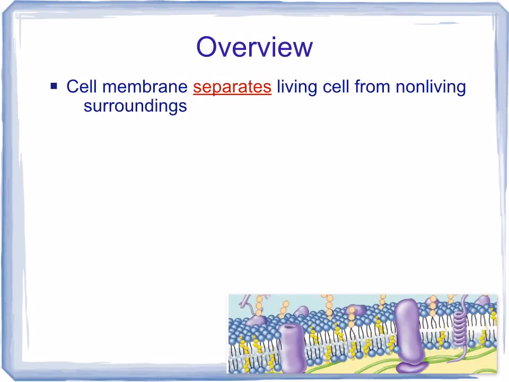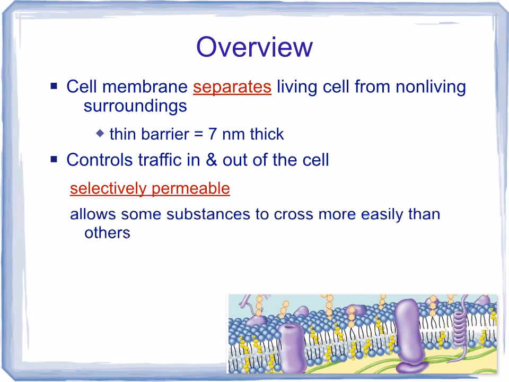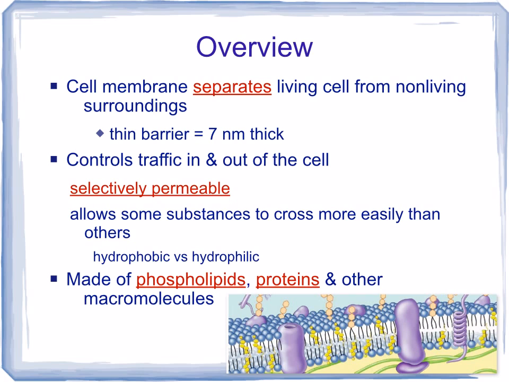Now, cell membranes separate living cells from non-living surroundings, and they are a thin barrier about 7 nanometers thick. So they control what goes in and out of the cell. We say that they are selectively permeable. This means that they allow some substances to cross more easily than others. For example, hydrophobic substances can cross more easily than hydrophilic substances. They are made of phospholipids, proteins, and other macromolecules.